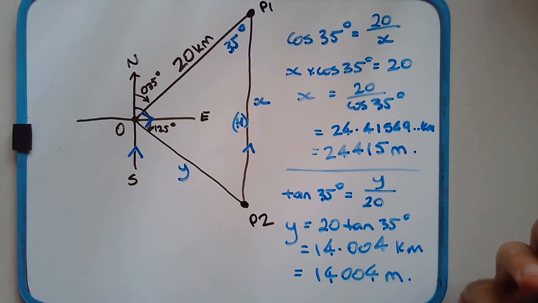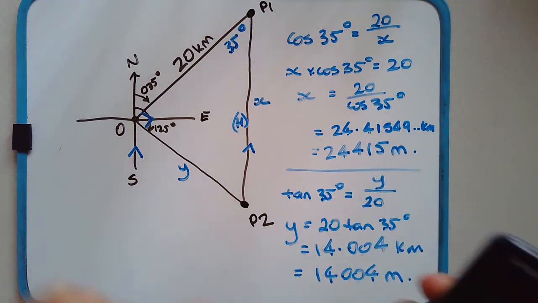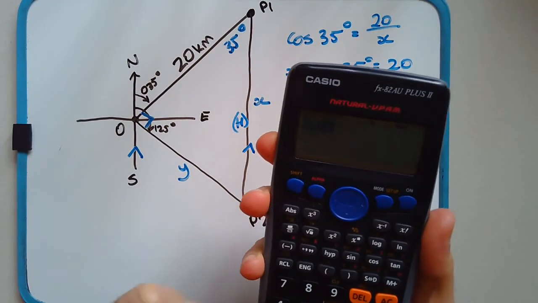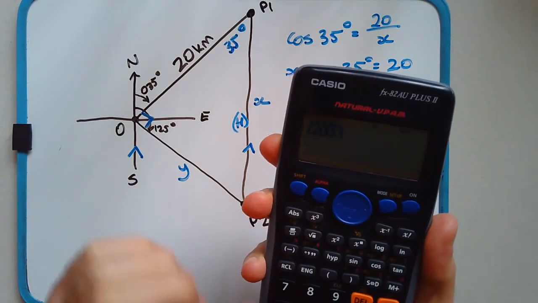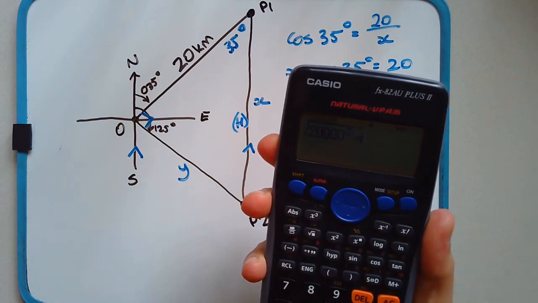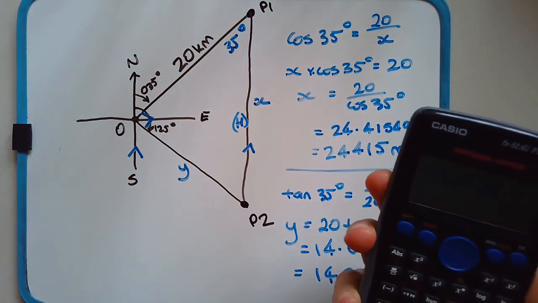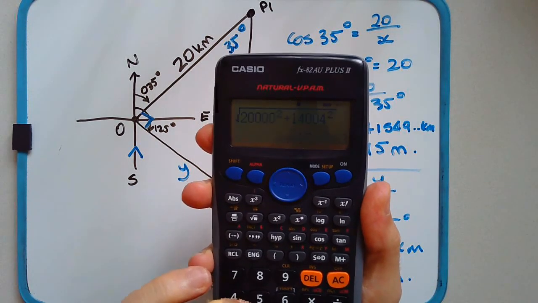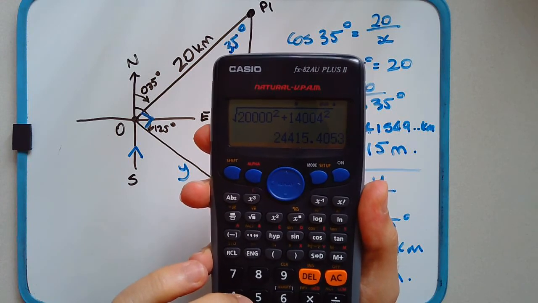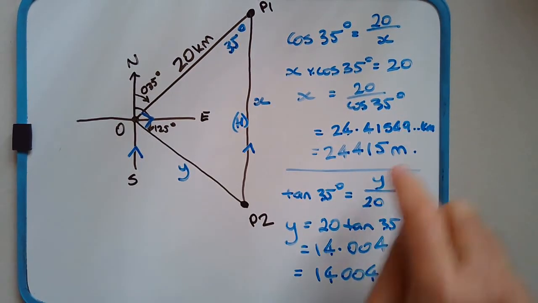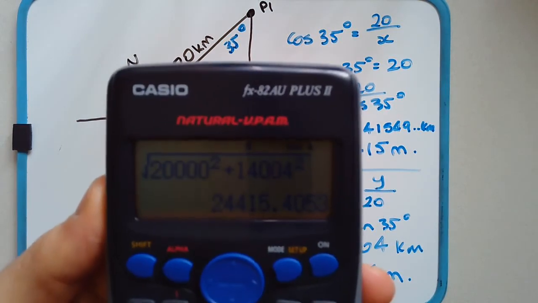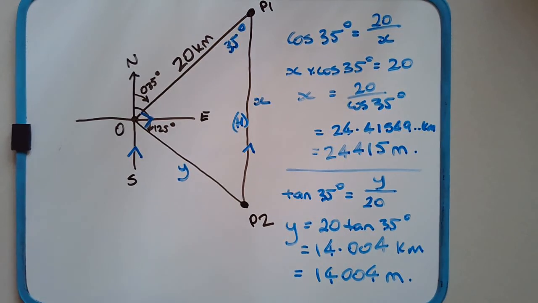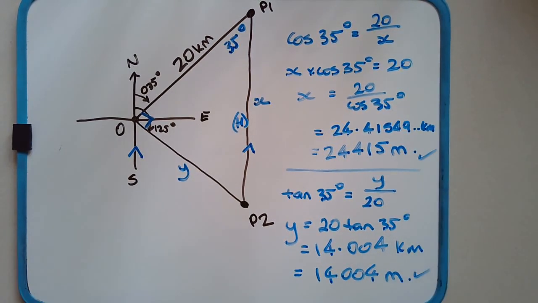Now, just to confirm that you did this correctly, if we applied Pythagoras theorem and checked that it's a Pythagorean triple, do we get the value of X? So let's try that. 20,000 squared, if we're going to apply Pythagoras theorem, plus 14,004 squared. Hopefully you can see that. And we get 24,415. Sorry, it's just a bit dim there. So I think we're pretty happy with that. So there's another application of bearings.